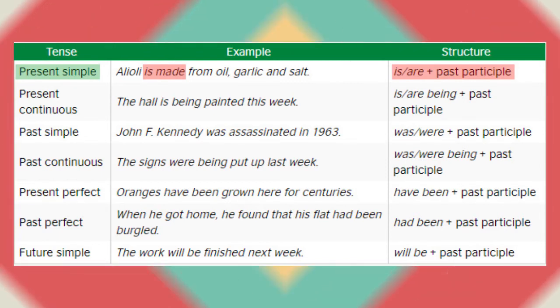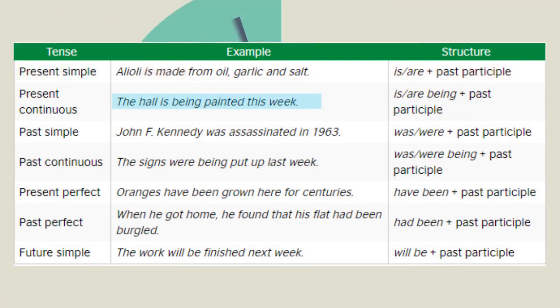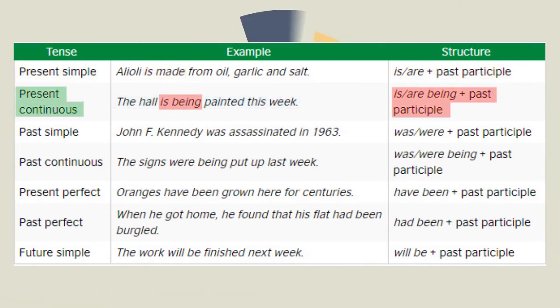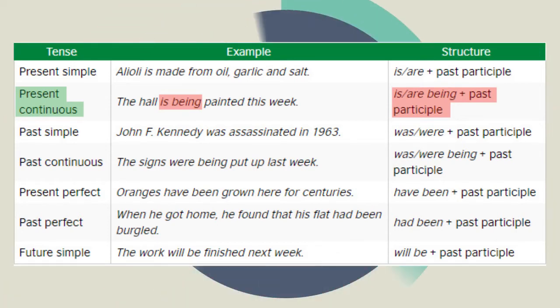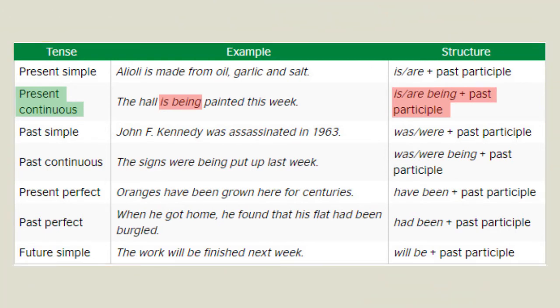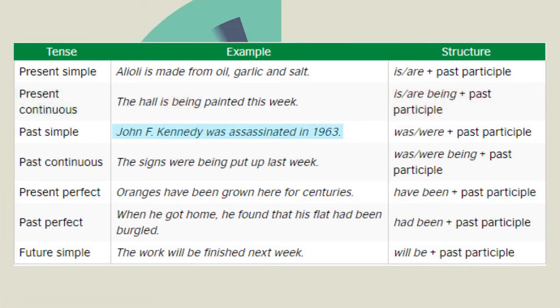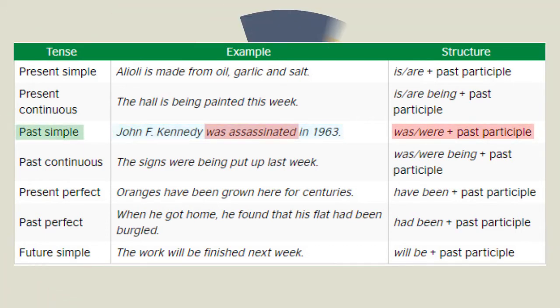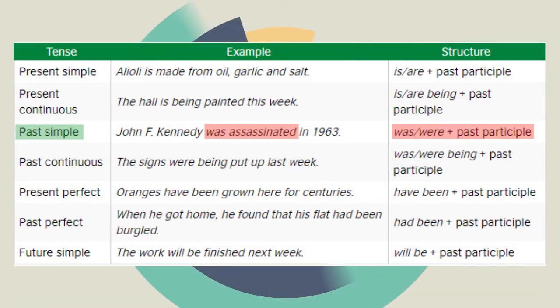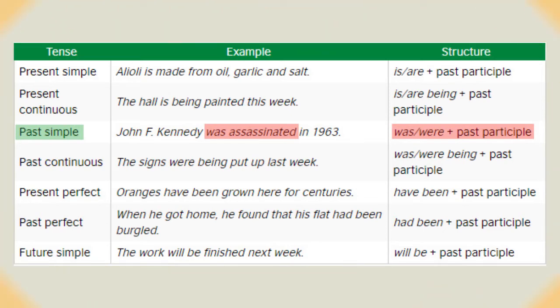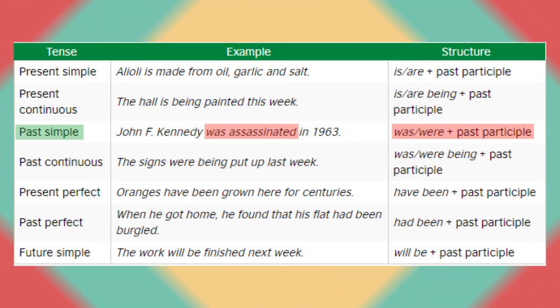Let's take a look at another example. The hall is being painted this week. This sentence is written in present continuous. So we know this sentence is in passive voice because we have a conjugated form of the verb to be, and the main verb is written in past participle. Let's move on. John F. Kennedy was assassinated in 1963. This sentence is in past simple. We know that because of the verb "was," and the main verb of the sentence is in past participle, "assassinated." So this is also using the passive voice.